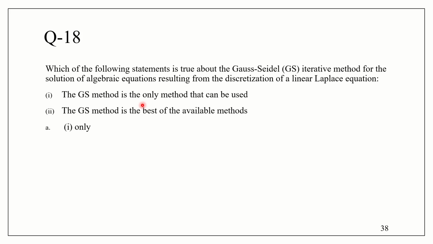We'll see the options given. Option A, it is 1 only. Option B, it is 2 only. Option C, it is 1 and 2. Option D, it is neither 1 nor 2. Since both the statements are wrong, we have to go with option D, that is neither 1 nor 2. Option D is the right answer.